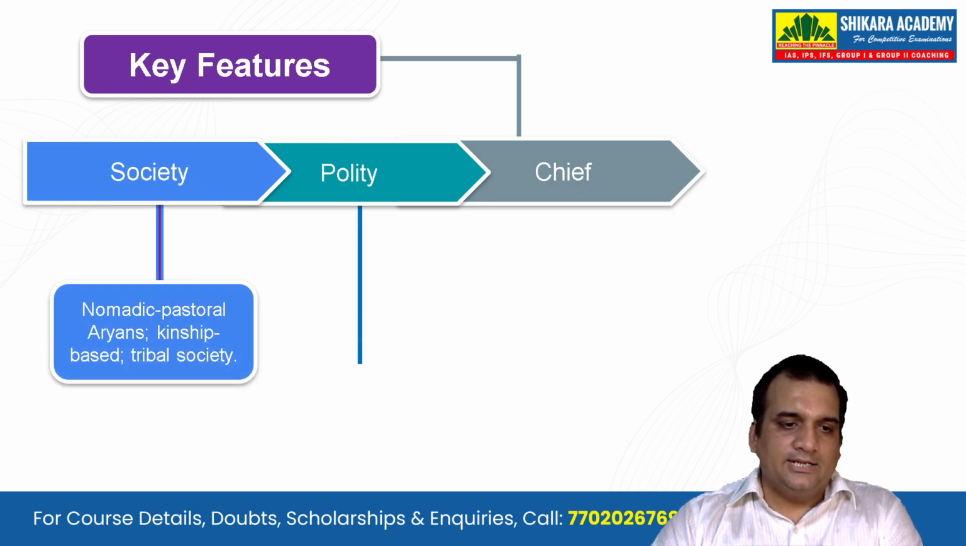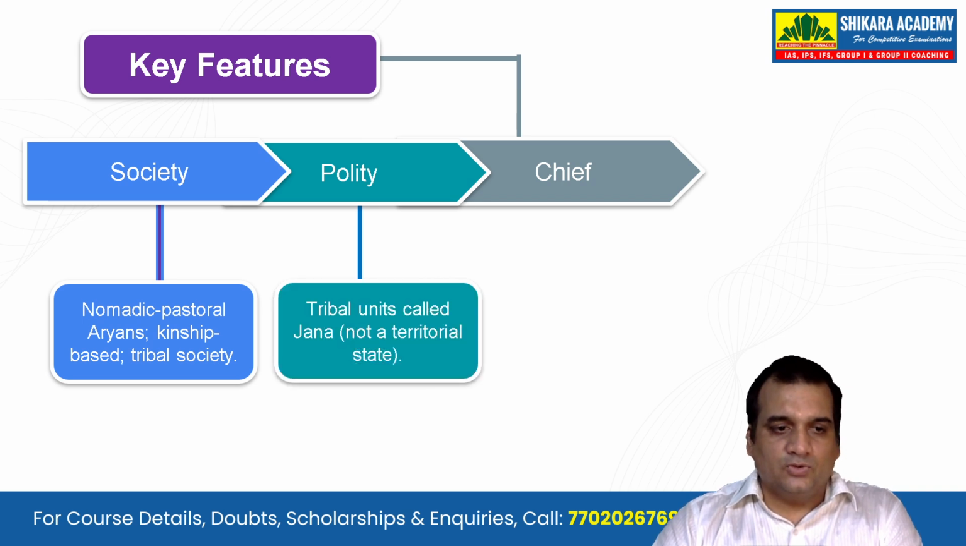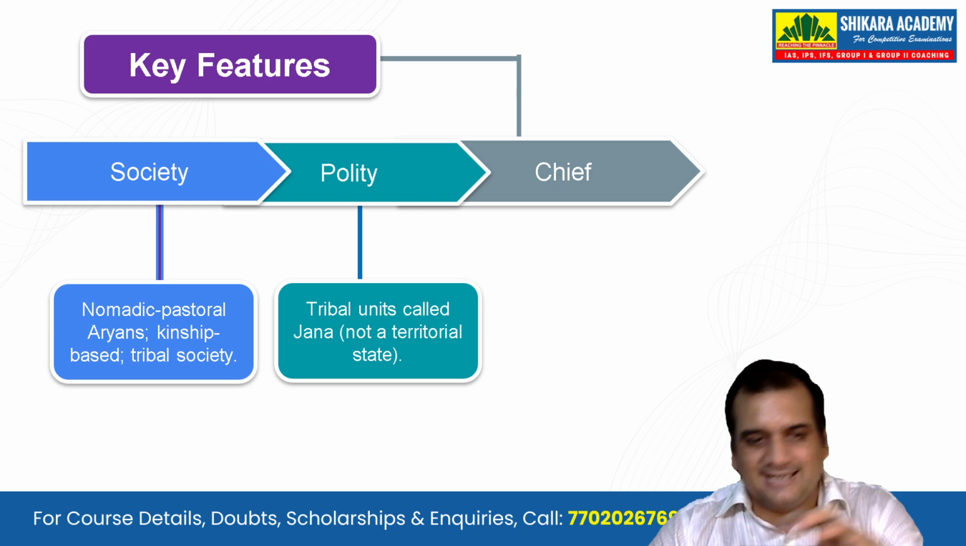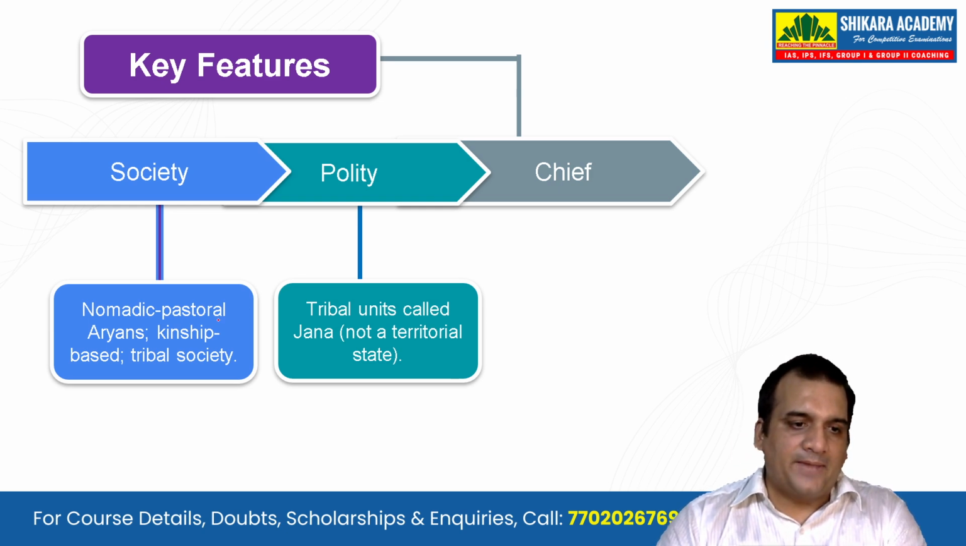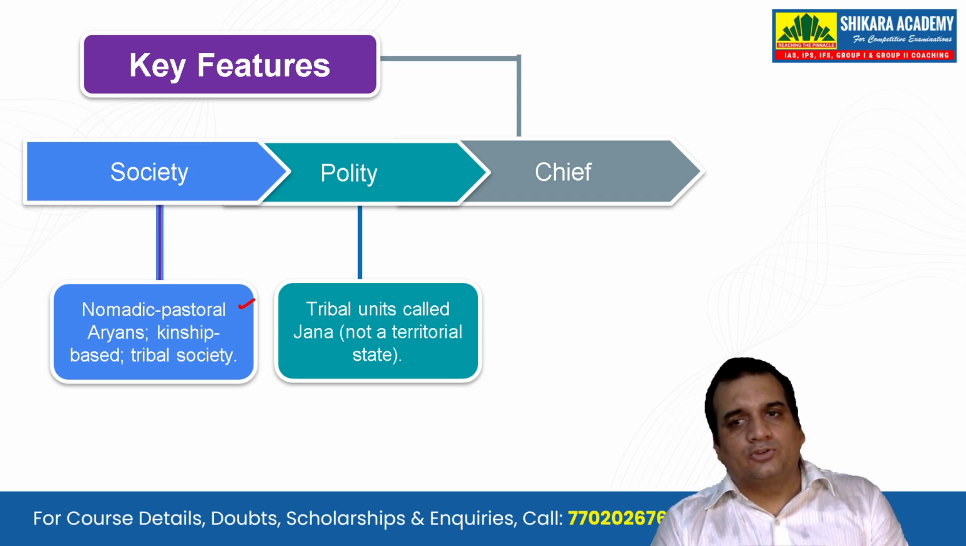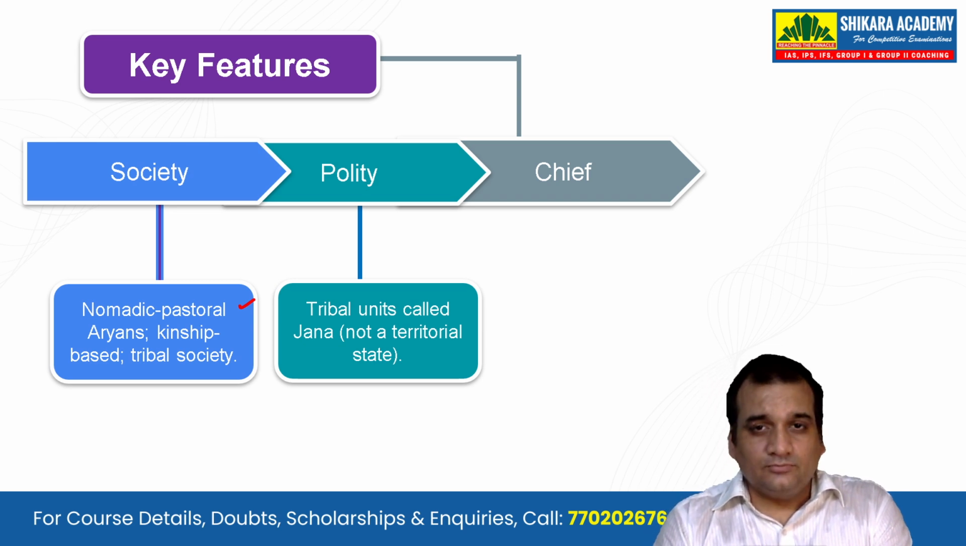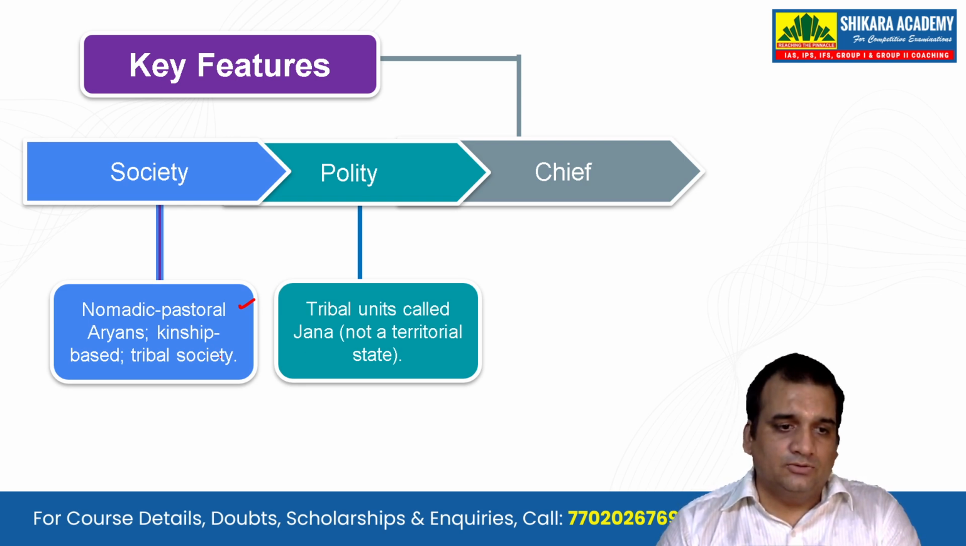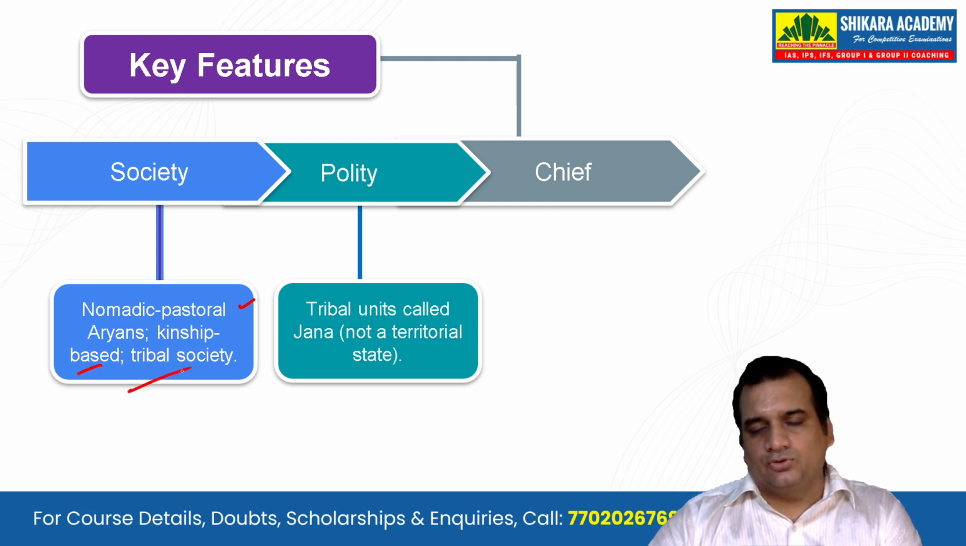The society was at that time nomadic. What is the meaning of nomadic? They were not settling at one place, and pastoral, okay. So more and more it was not based on the agriculture, rather based on the animal, okay. Aryans were kinship based, and it had a tribal society.